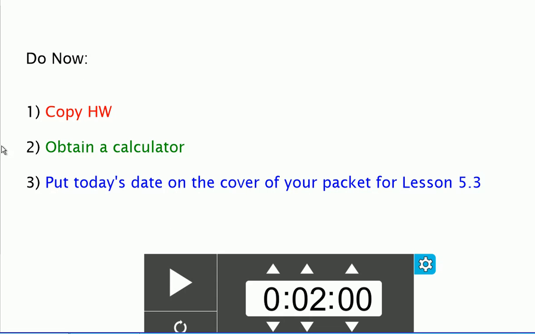Okay, if this is third period, you're in the right spot. If it's seventh period, you're also in the right spot. Today's date is November 15th. Make sure you copy down your homework. We do have homework tonight with this lesson. Make sure you get a calculator and put today's date on the cover of your packet. We also have a quiz tomorrow. So today's date, November 15th, lesson 5.3.